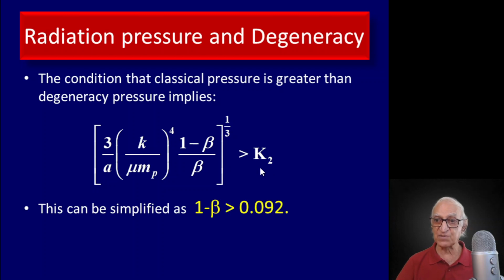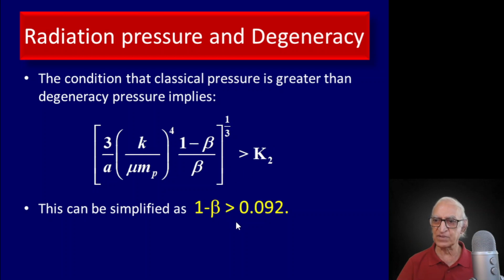Now, this can be solved because I know the value of Stefan's constant, the mass of the proton, Boltzmann's constant, and so on from Clark's tables. So this can be solved, and I get a very simple relation: if 1 minus beta is greater than 0.092, then the gas will remain classical, irrespective of how high the density will be.